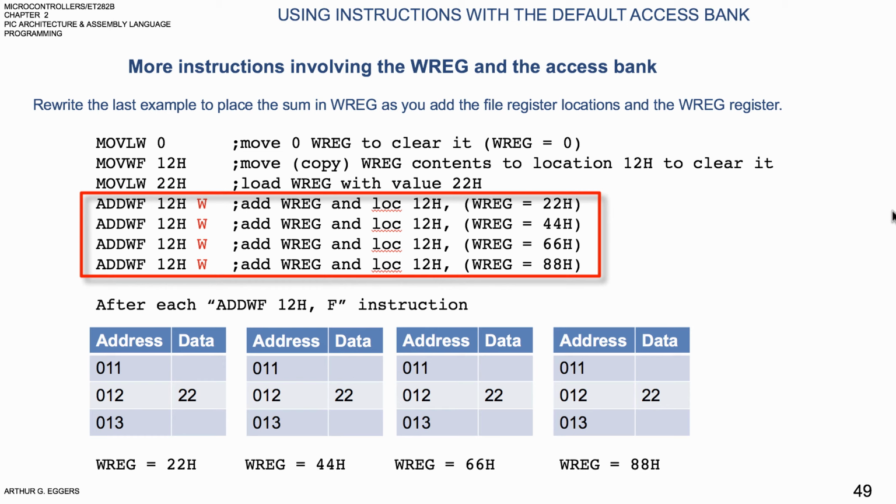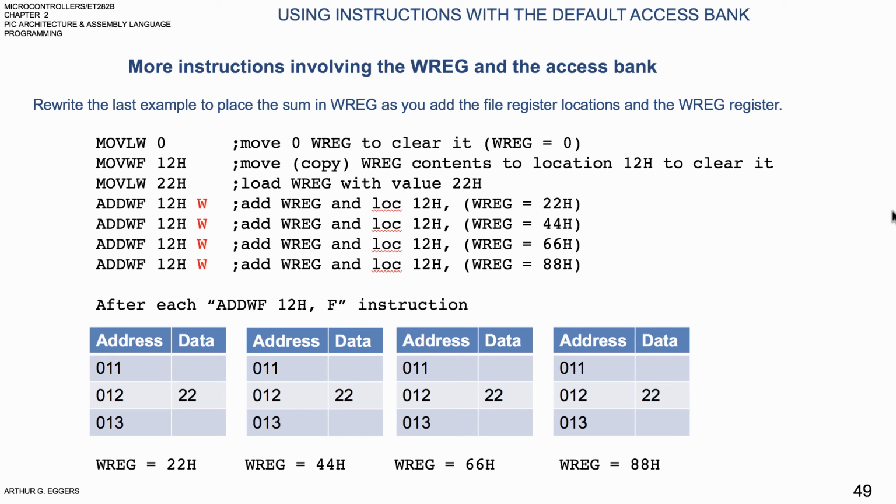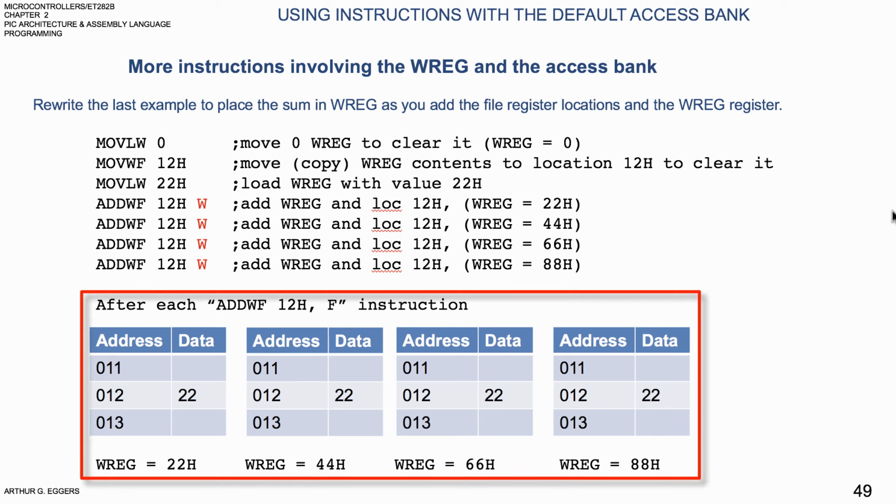So this program added the working register and location 12 together and saved the result in the working register each time it summed. So the working register went up 22, 44, 66, 88, and the 22 hex remained at the file location. So it's a different way of looking at adding and accumulating in different places.